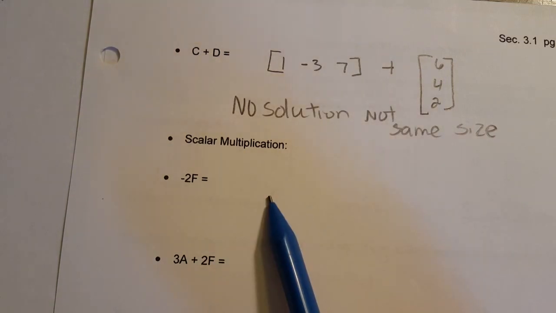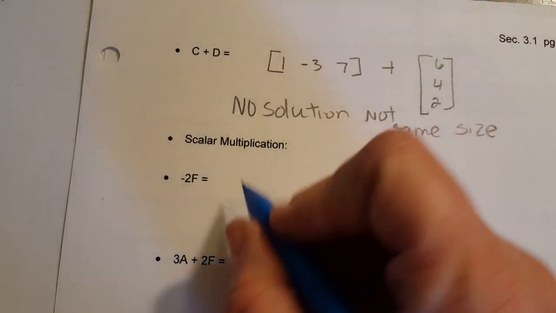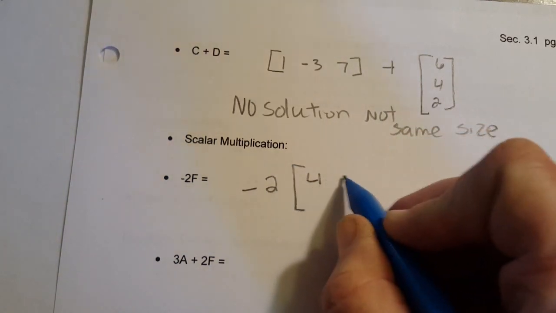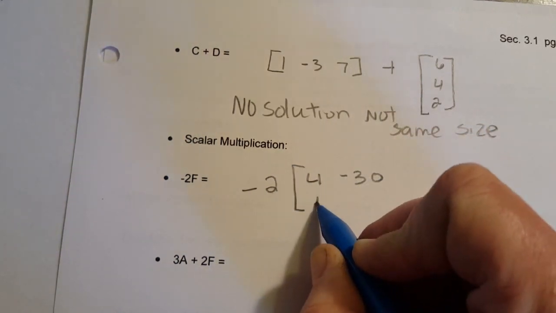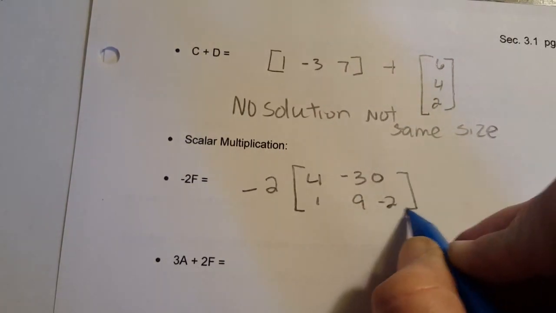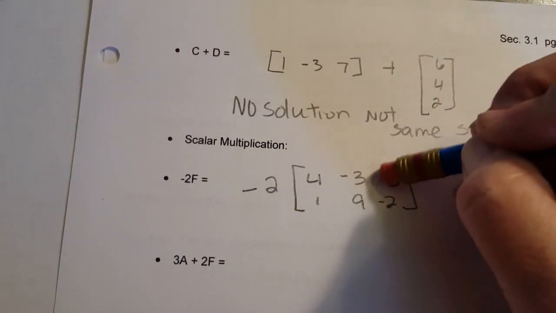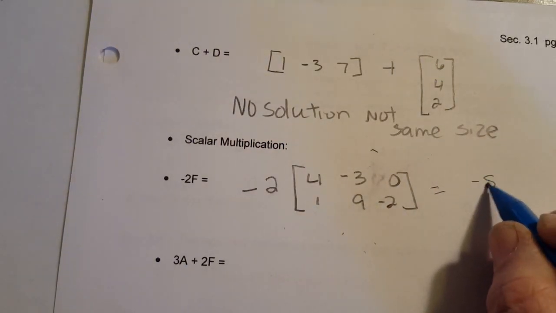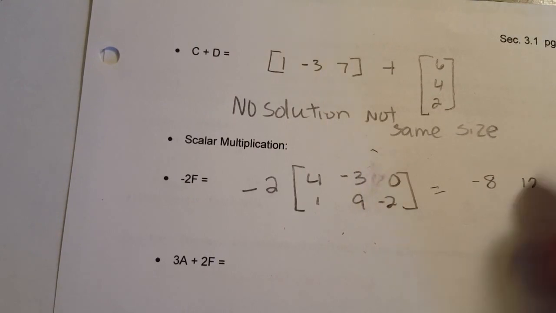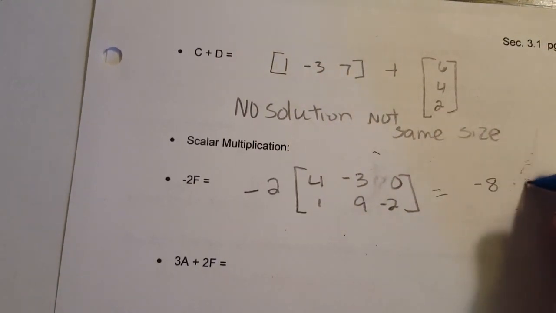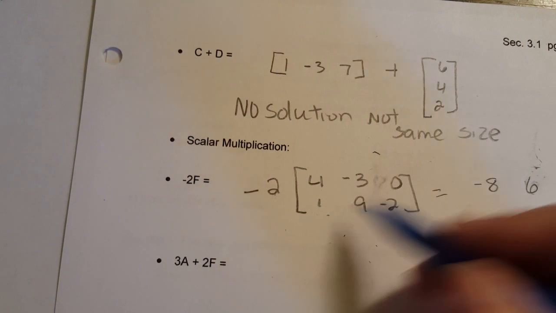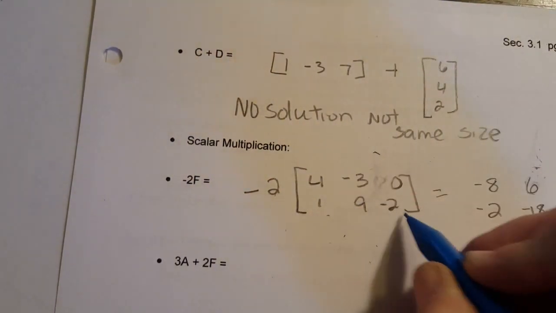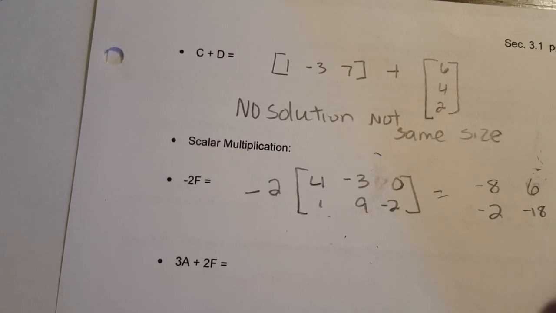Scalar multiplication is where you multiply each element inside by the element outside. So that would be, this is F, 2 times 4 is negative 8, positive 6, 0, negative 2 times 1 is negative 2, negative 18, and positive 4.